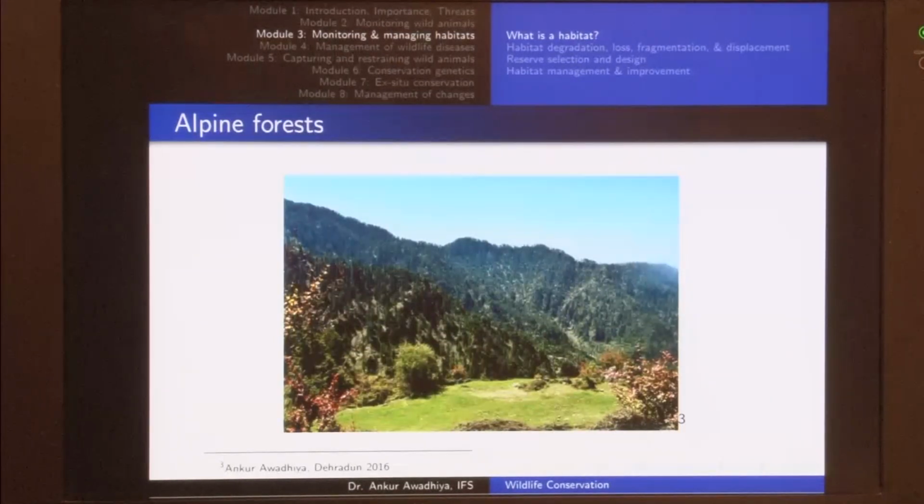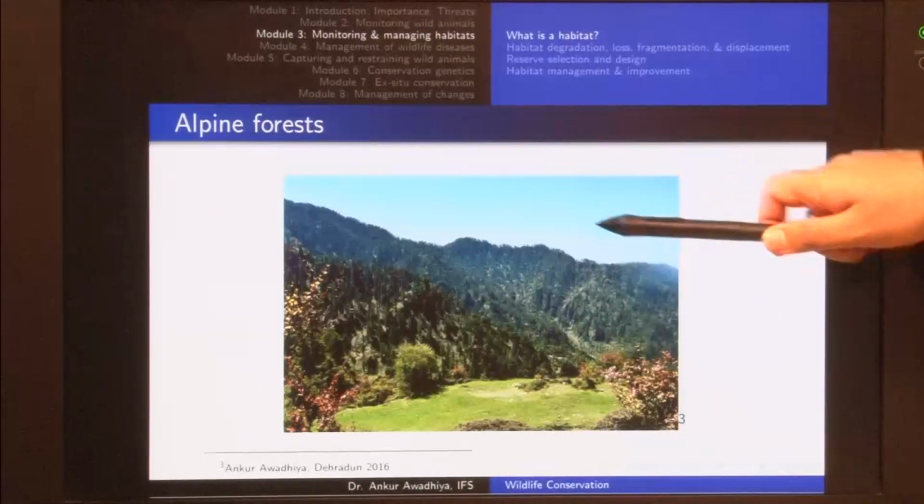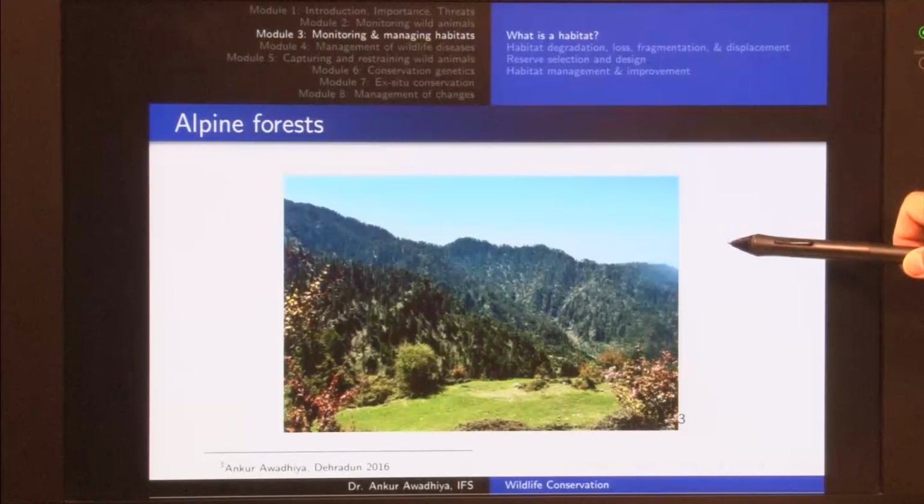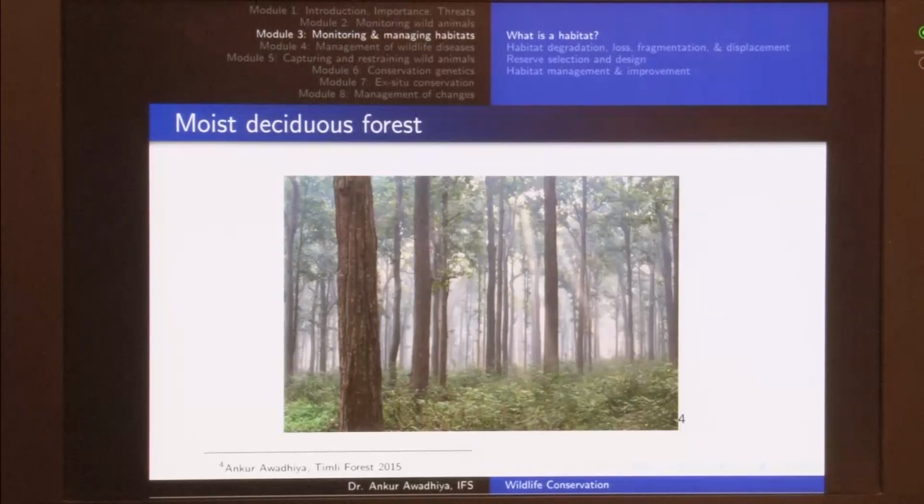Next, when we move down, we see these structures called alpine forests. These are still mountainous areas, but now we are seeing a large growth of trees in these areas. This is a picture from Dehradun. When we come down even further, we would come to a moist deciduous forest.